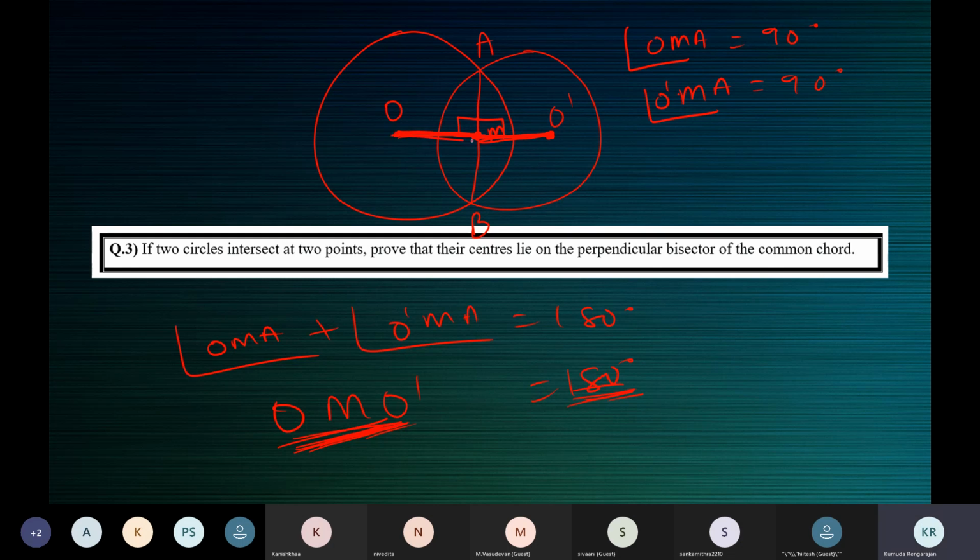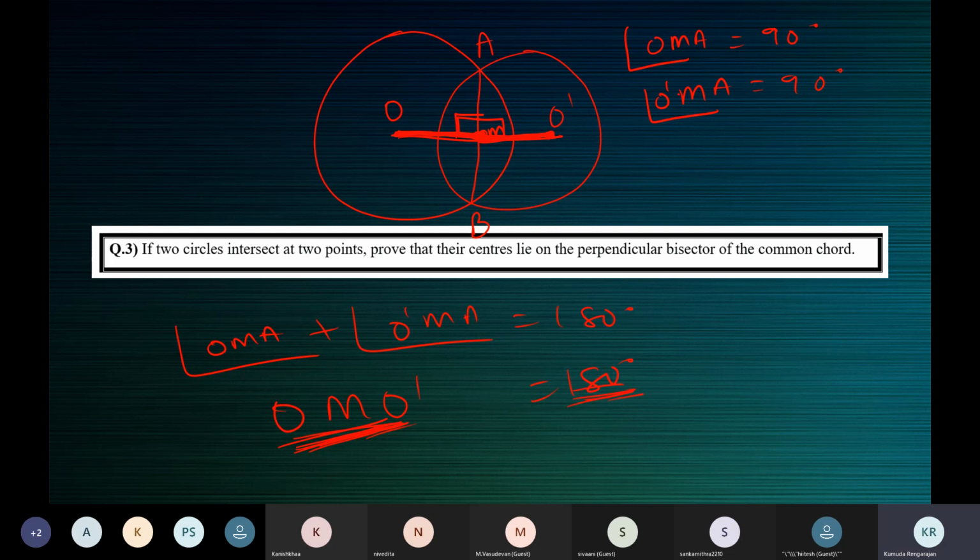Now we know that OO dash is perpendicular to AB. And since M is the midpoint, OO dash bisects AB. So OO dash is the perpendicular bisector of AB. So this theorem is: when we have two intersecting circles, the line segment joining the centers is the perpendicular bisector of the common chord.